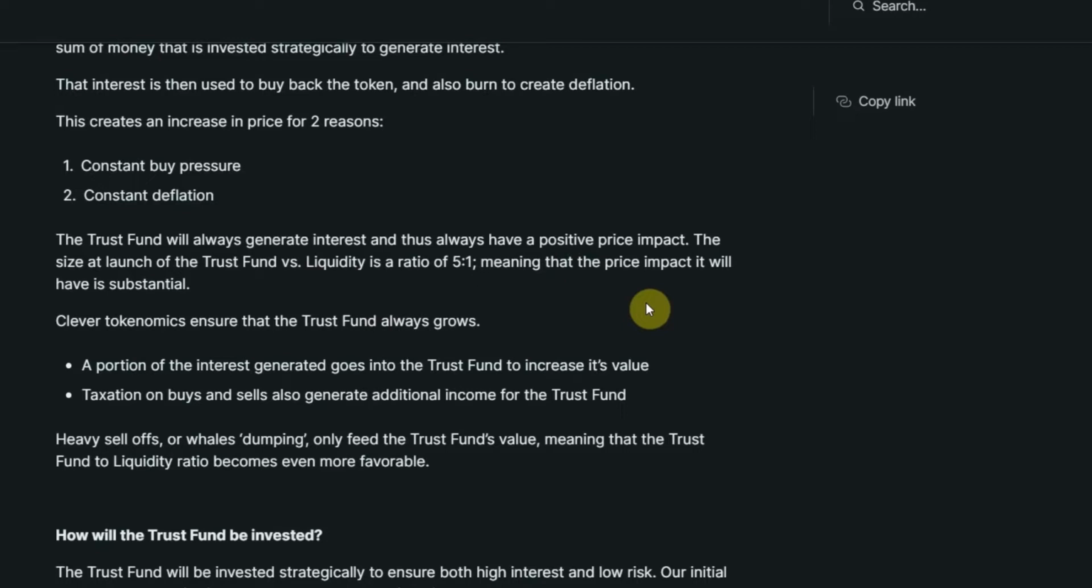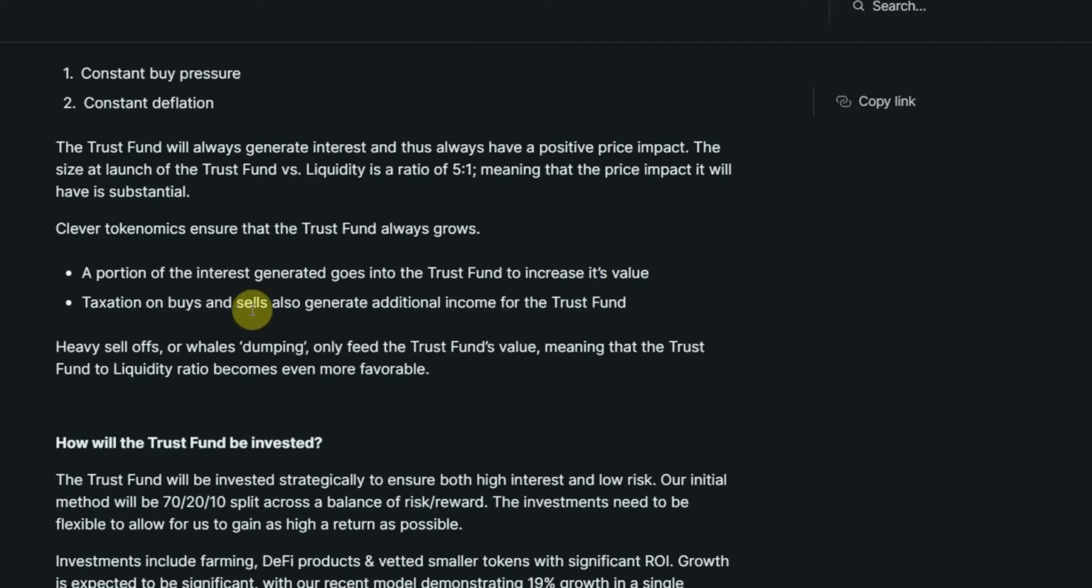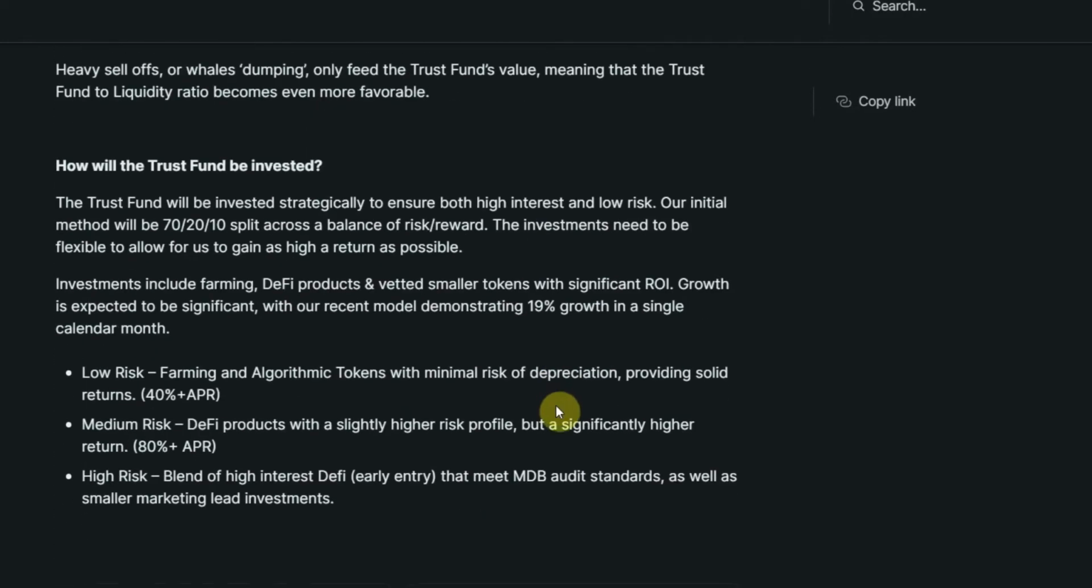Clever tokenomics ensure that the trust fund always grows. A portion of the interest generated goes to the trust fund to increase its value, and taxations on buys and sales also generate additional income for the trust fund. Heavy sell-offs or whales dumping only feed the trust fund's value, meaning that the trust fund to liquidity ratio becomes even more favorable. Okay, so remind yourself of that.